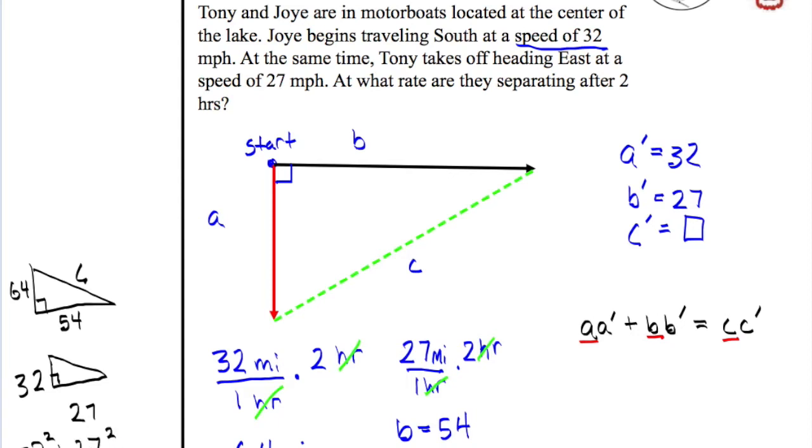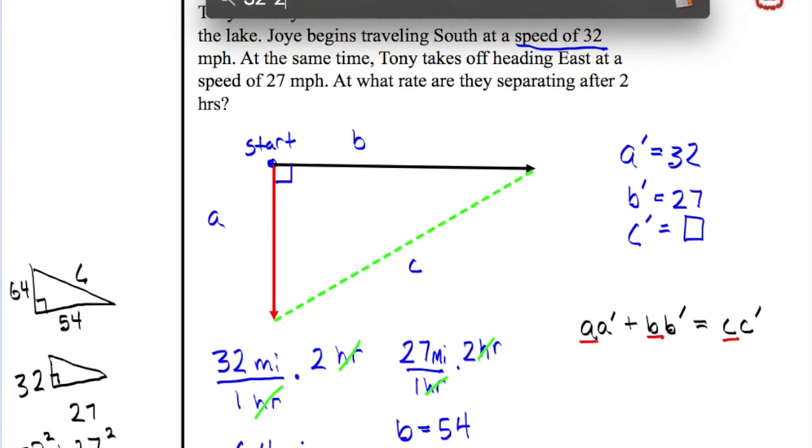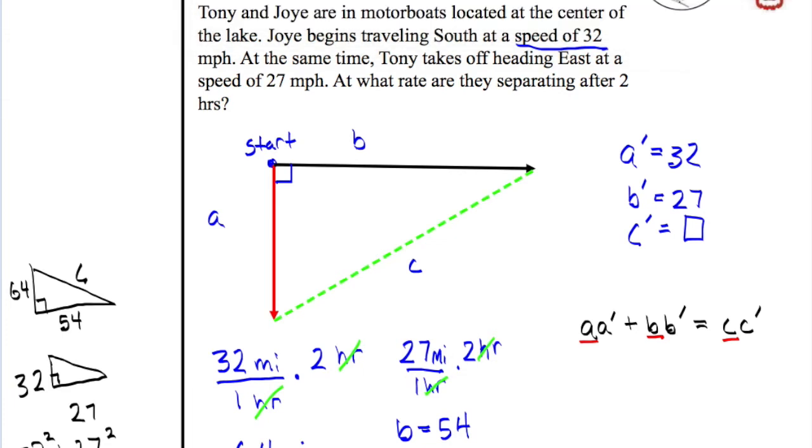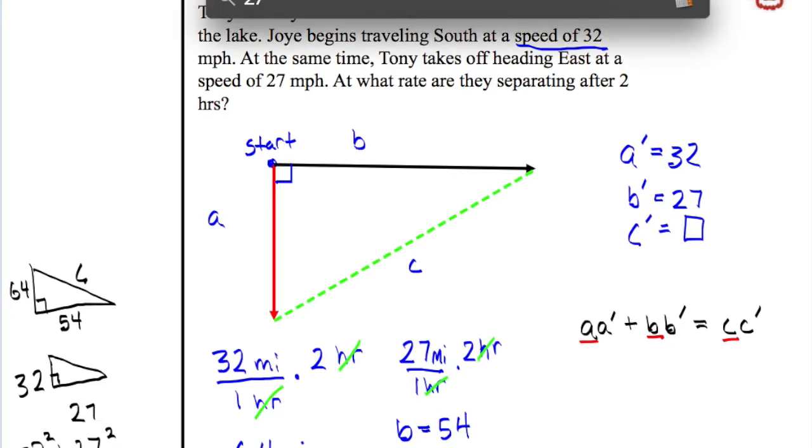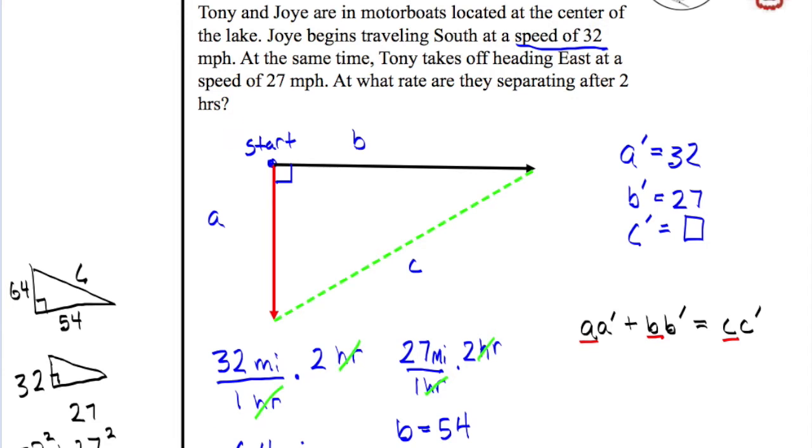I'm going to cheat here and use a calculator because we're running low on time. We have like 2 minutes left. 32 squared is 1024. So 1024, and 27 squared is 729. So plus 729.